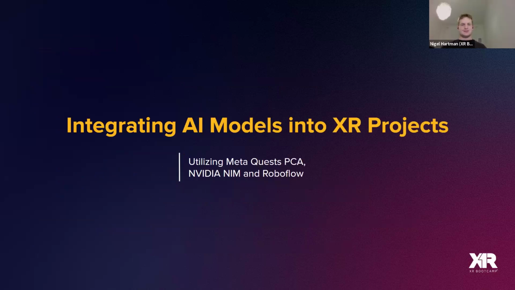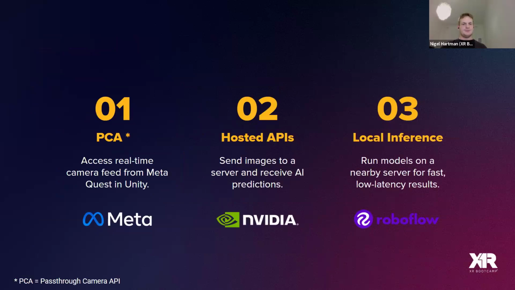So at the next part, we will really show this integration of AI models into XR projects. And here we basically have three different parts. The first one is the PCA, the Passthrough Camera API from Meta. That's basically the most important part because most of the things people do with AI are really dependent on the camera image. So we want to show you that first. And after that, we watched into these two opportunities.